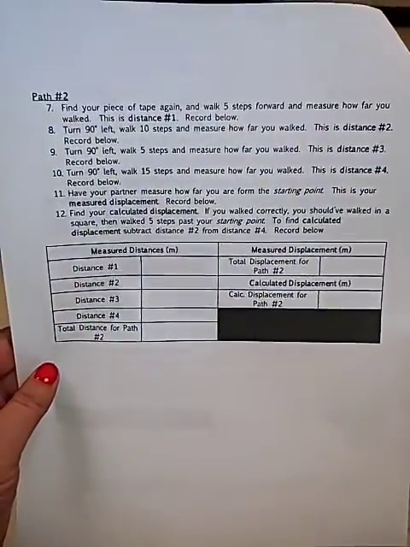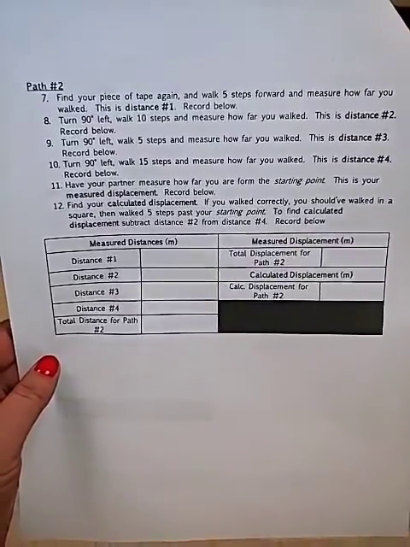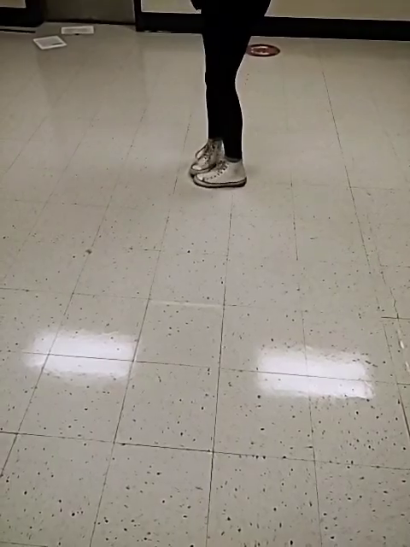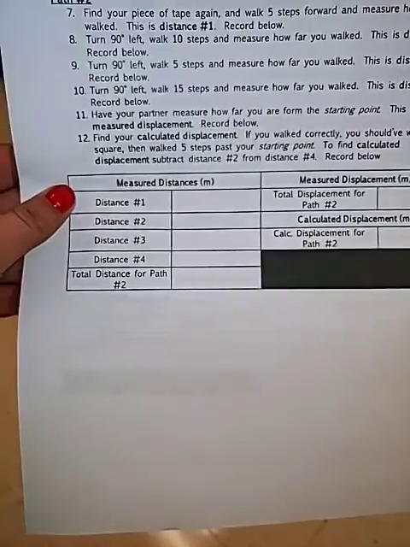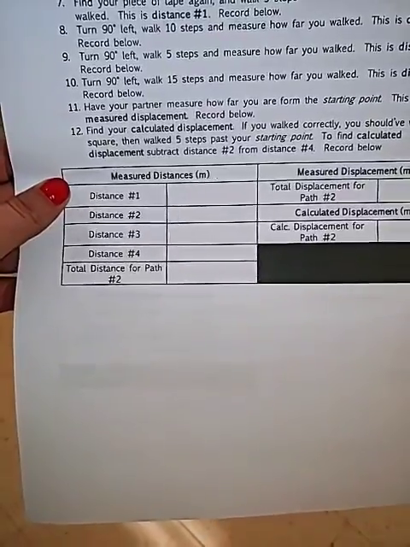Part 2. Number 7, find your piece of tape again and walk 5 steps forward and measure how far you walked. This is distance number 1. It is 2 meters and 23 centimeters. So for distance number 1, it will be 2.23 meters. There's 2 full meter sticks and 23 extra centimeters.